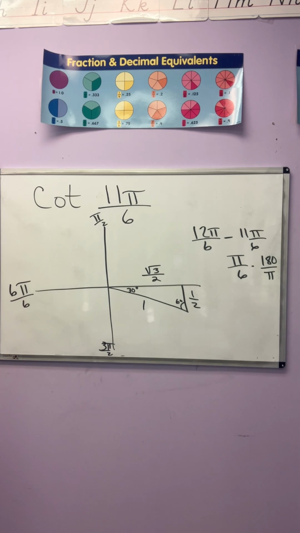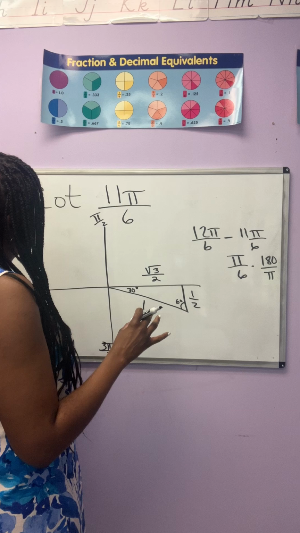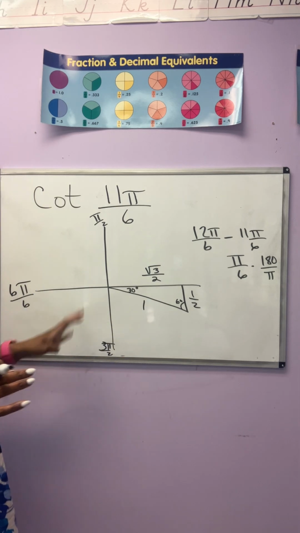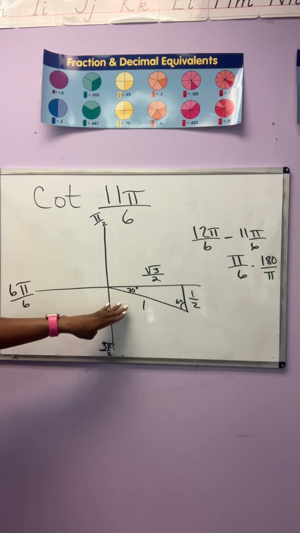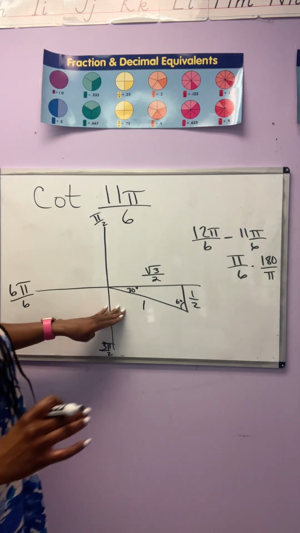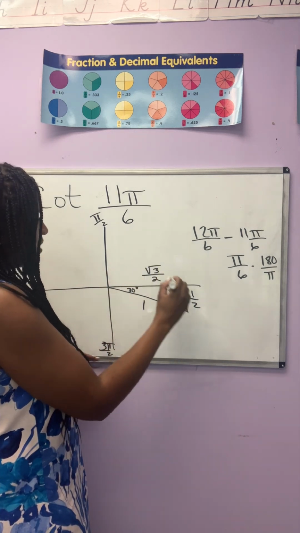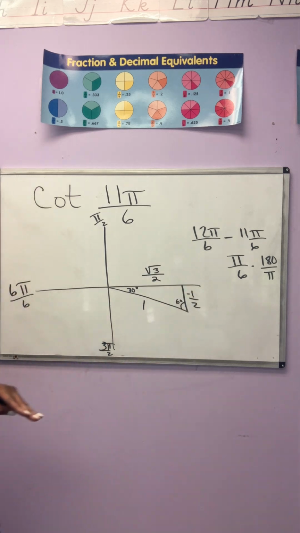Okay, so from there, we're doing cotangent. We also need to remember that we're in the fourth quadrant here, so that's important to remember. We're in the fourth quadrant here. So our x is positive, but our y is negative. So this is negative 1/2.